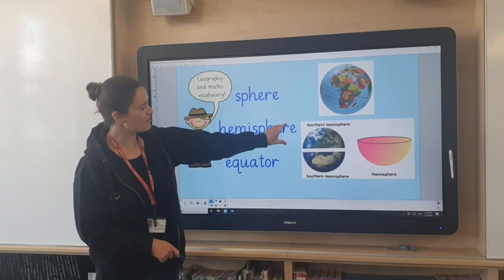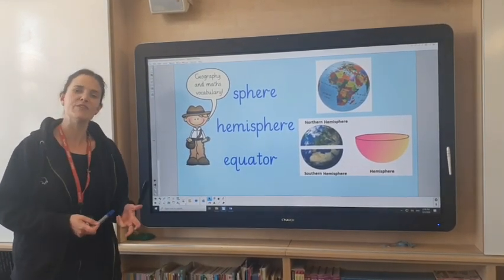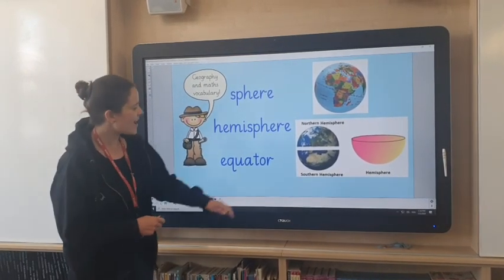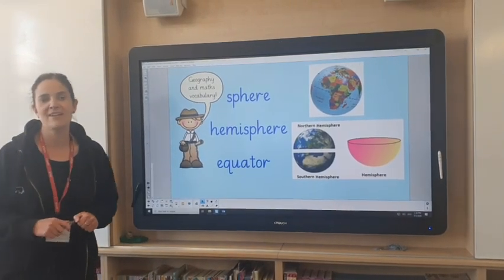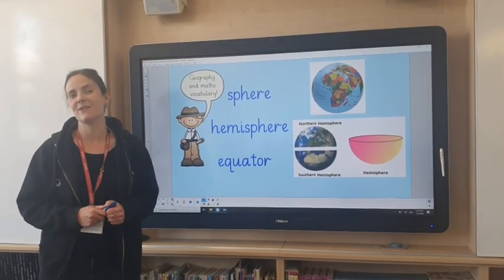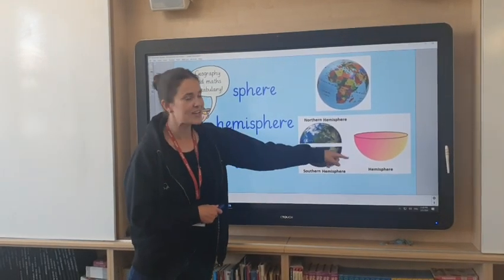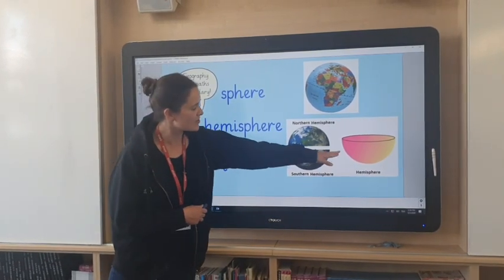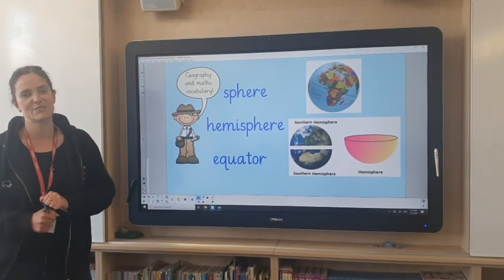And then the top half, the top slice, we refer to as the northern hemisphere, which is actually where we are now in the UK. And the bottom half is known as the southern hemisphere. And for example, that is where Australia is located. So a hemisphere in 3D actually looks like that. So this would be the southern hemisphere, and then the top half there, you would have the northern hemisphere.